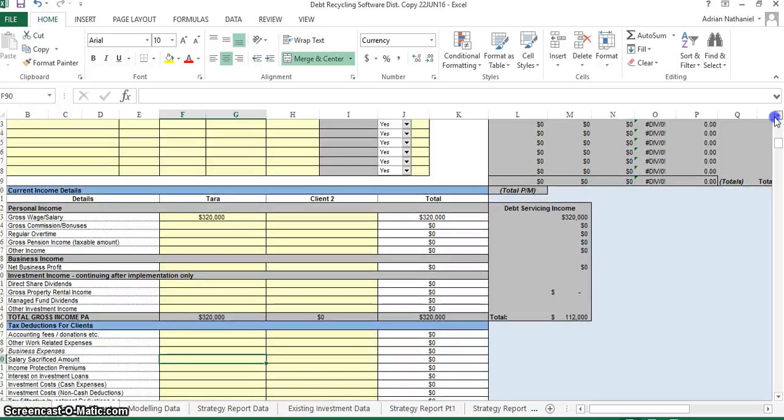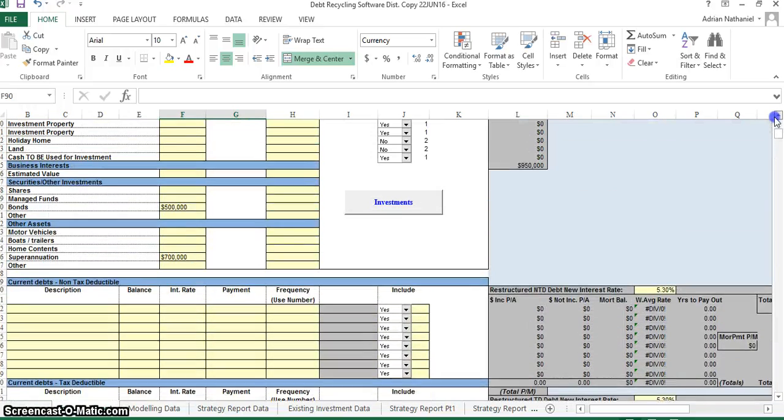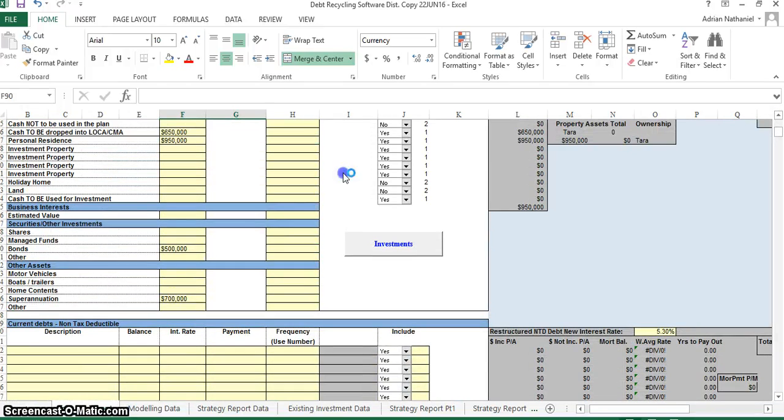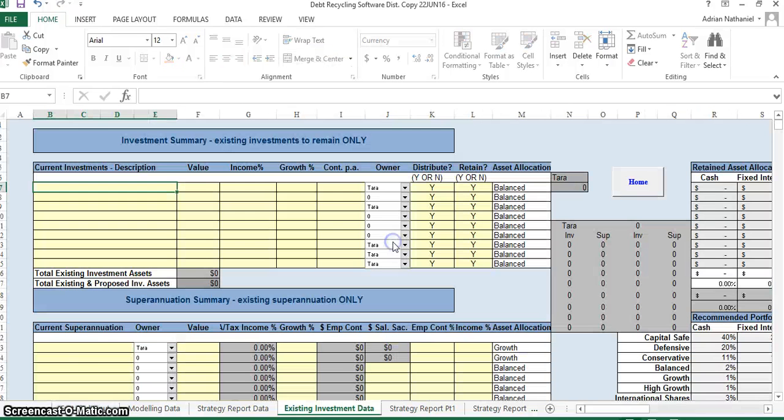Now, coming back up here, do you have much on the supers yet? A bit of basic info we could put in? Just her AMP one. So here, under current superannuation, if you want to type in what you do know. So there's AMP, obviously.